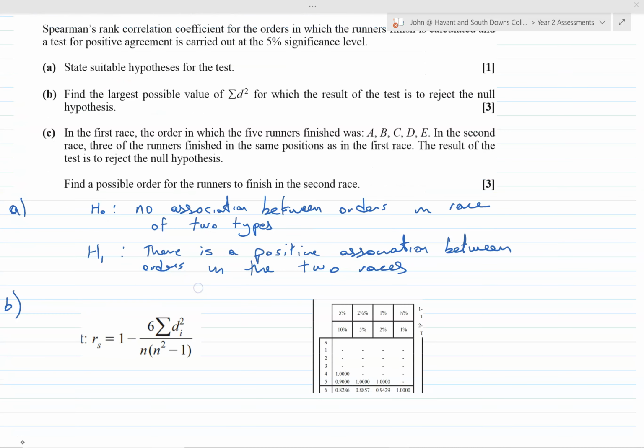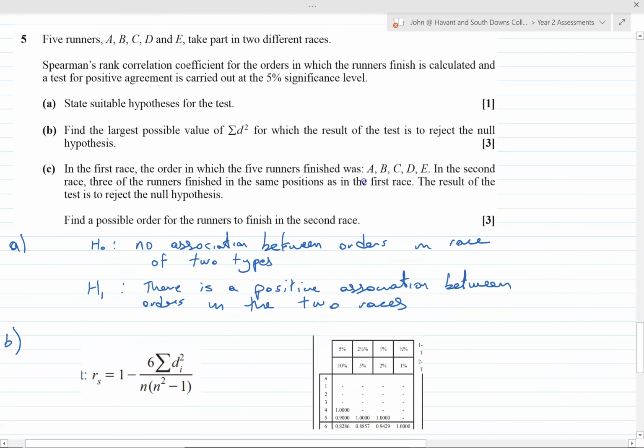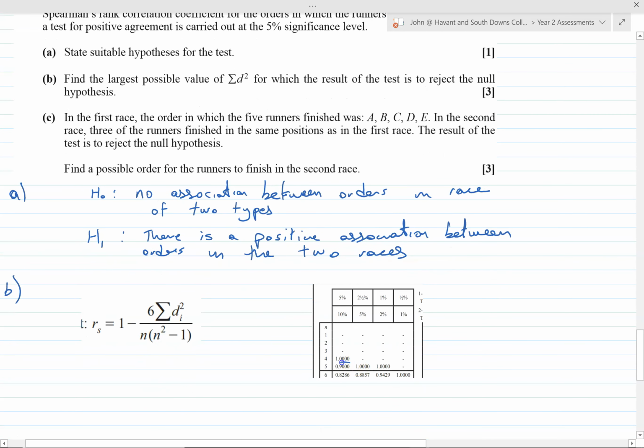in the two races. Now for the second part, they're not actually getting us to do a hypothesis test. They're not giving us the value of rs as the test statistic. They're tackling it the other way around and saying what value of d squared would be required to reject the null hypothesis. So I've brought up the values in the table that you're given here. Remember, it's a 5% one-tailed test, and the sample size is 5, A, B, C, D, E, that's 5 letters. So our critical value for rs is 0.9.